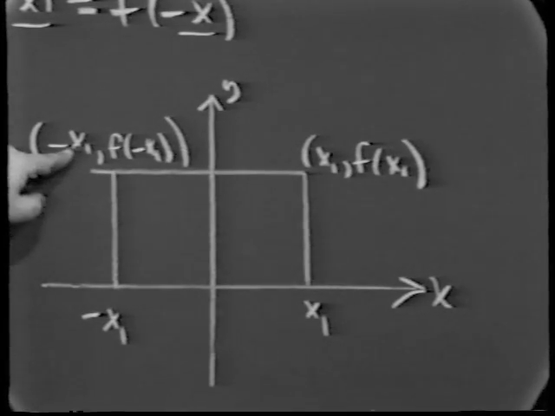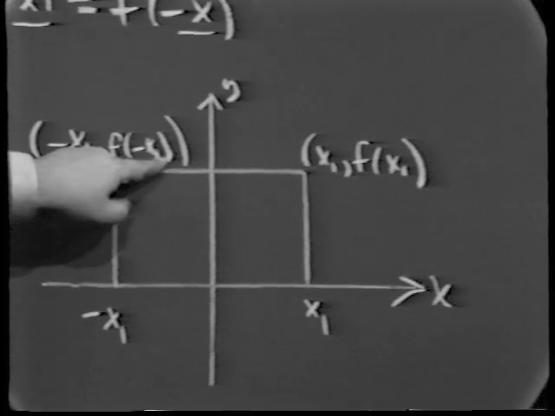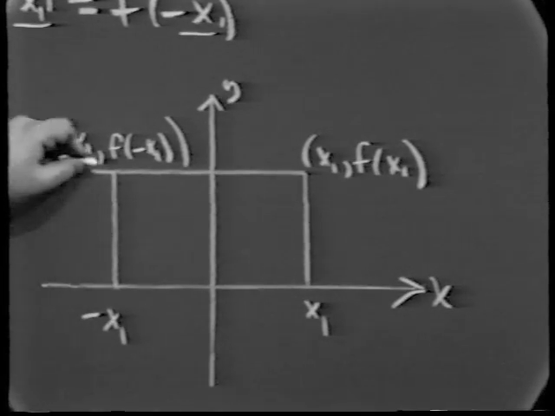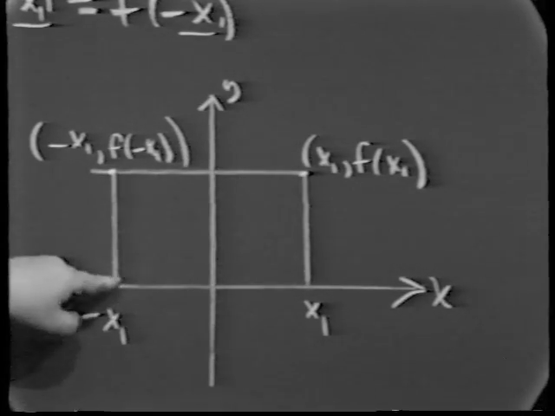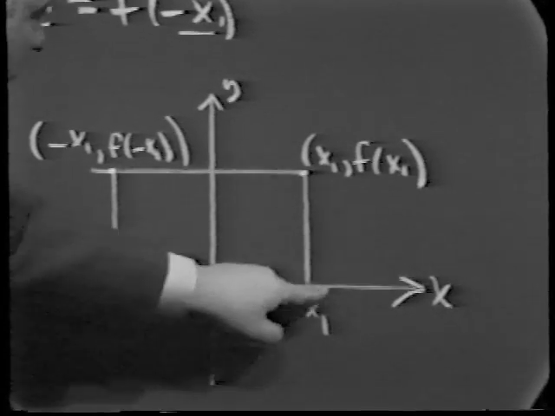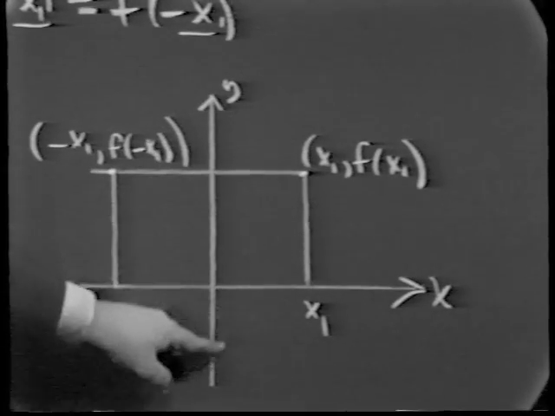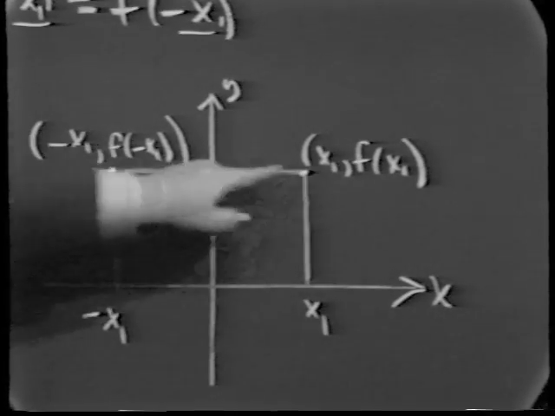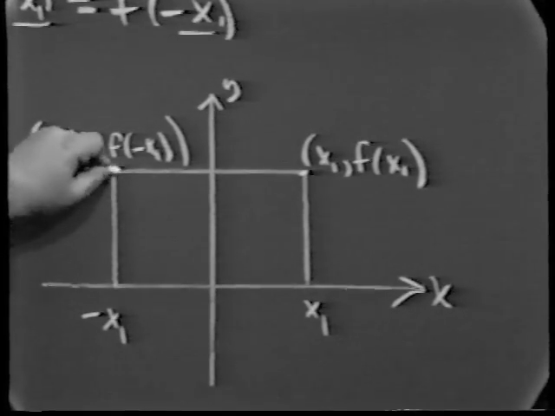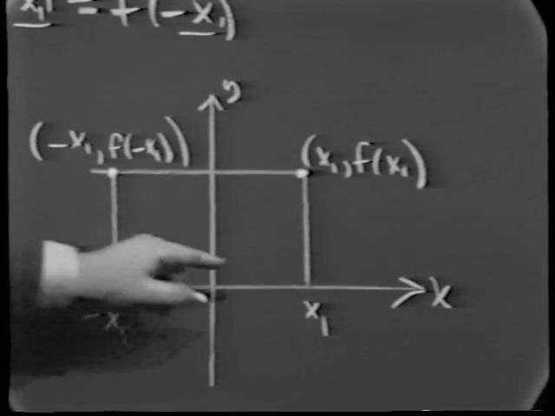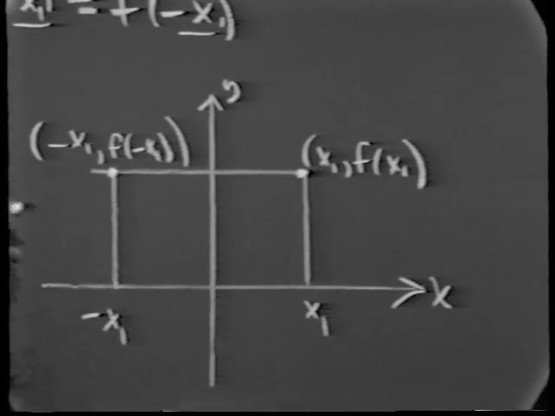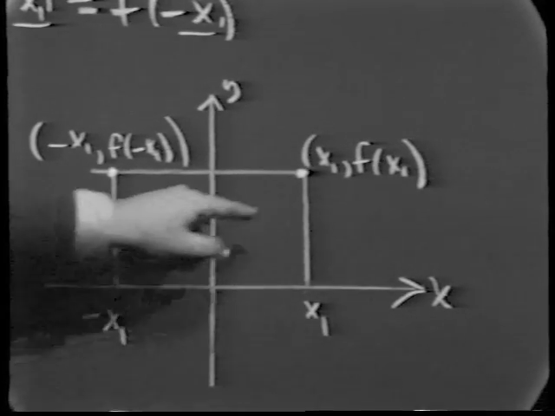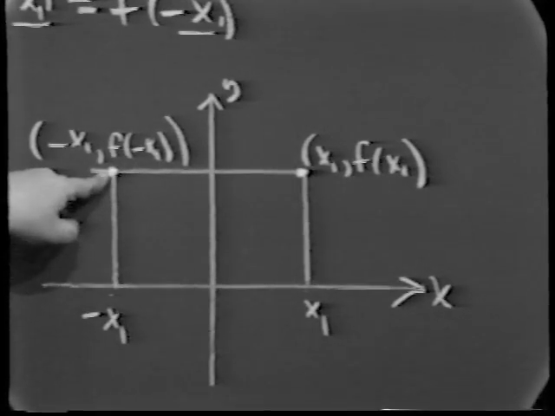When the input is minus x1, the output will be f of minus x1. To say that f of minus x1 equals f of x1 is the same as saying that not only are these two coordinates, x1 and minus x1, symmetric with respect to the y-axis, but the outputs also are. In other words, to say that f of x1 equals f of minus x1 says that not only are these two points the same left and right displacement from the y-axis, but they're also the same height above the x-axis. In short, this point is the mirror image of this point.